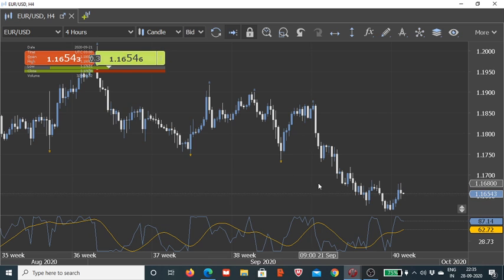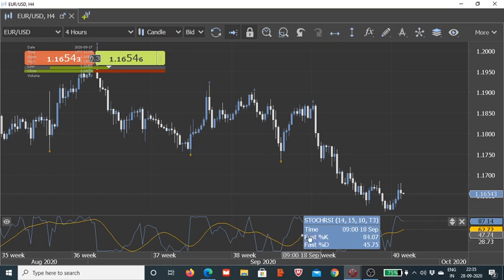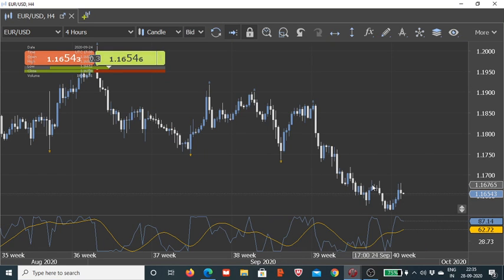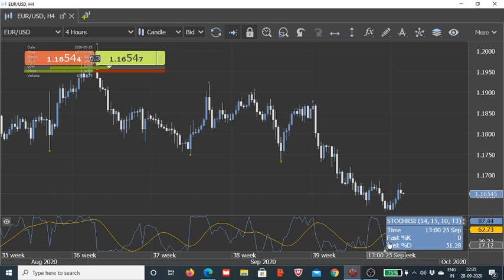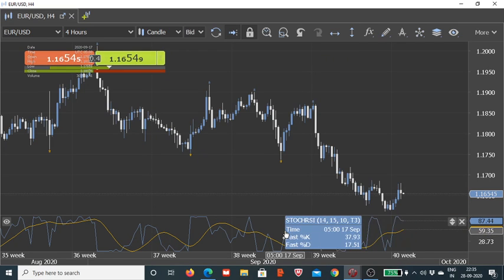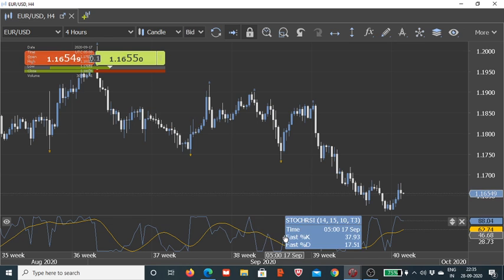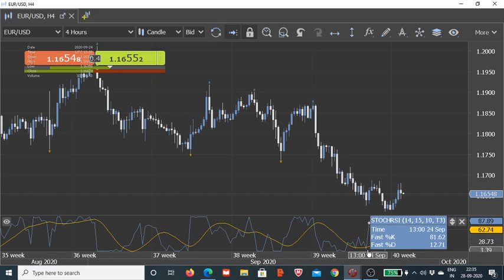You can observe we have the stochastic RSI being plotted at the bottom of this chart, and the signals will be generated wherever you see that the crossover is happening between the fast K and the fast D, and I have explained to you the various combinations which are possible using the stochastic RSI values, the fast K and fast D values.